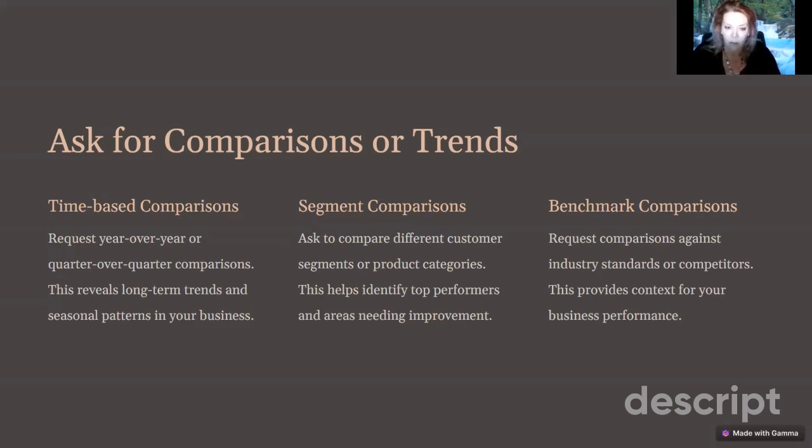You can do segment comparisons, so you can ask to compare different customer segments or product categories, and that'll help to identify top performers and areas that need improvement. You can do benchmark comparisons where you request comparisons against the industry at large or your competitors in the market or competitors in the area. This provides context for your business performance. Any specific comparisons or benchmarks that you want to look for, you could put in, compare our results this year to the industry averages.